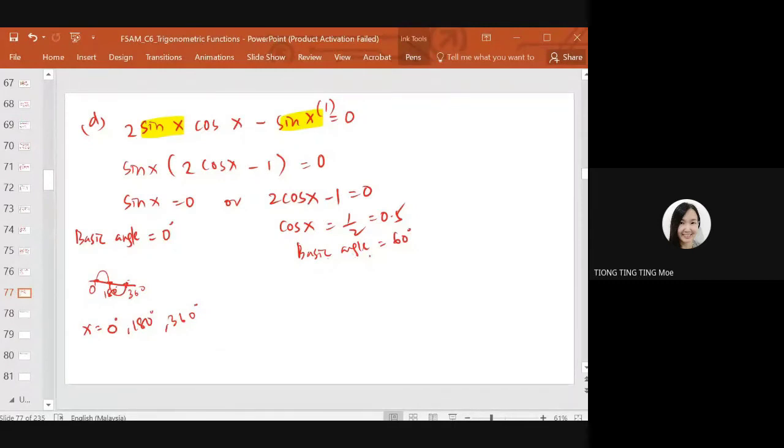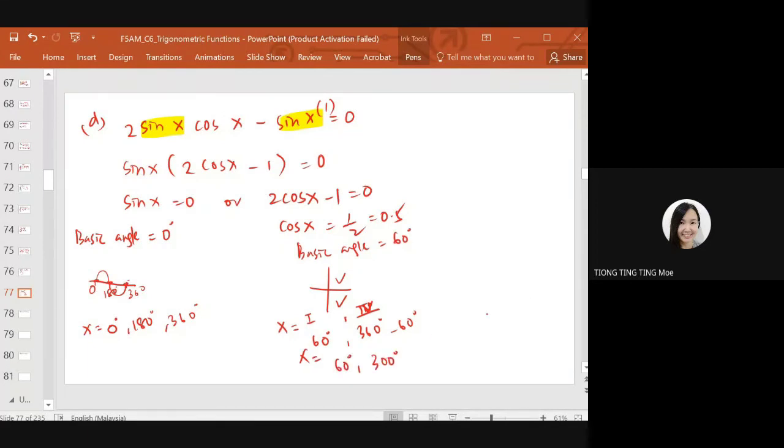Then for this one, the basic angle for the cos is 60. Cos is the x coordinate. Cos positive, sorry, wrong. Cos positive: first and fourth quadrant. So the angle here will be in the first quadrant and the fourth quadrant. So it's 60 degree, and fourth quadrant is 360 minus 60. So x equals 60 and 300 degree.